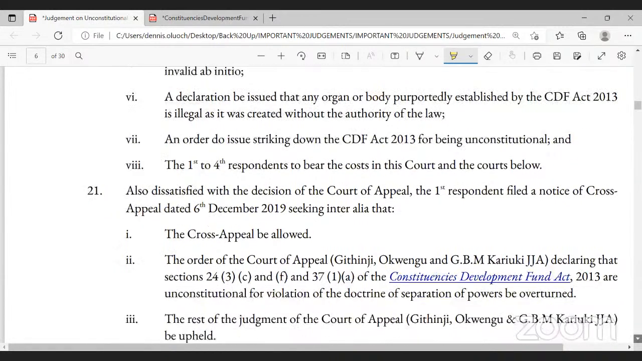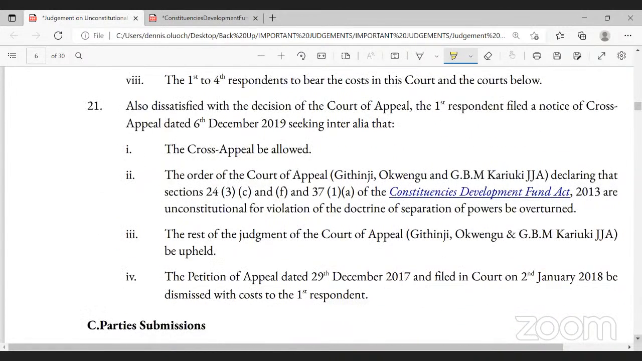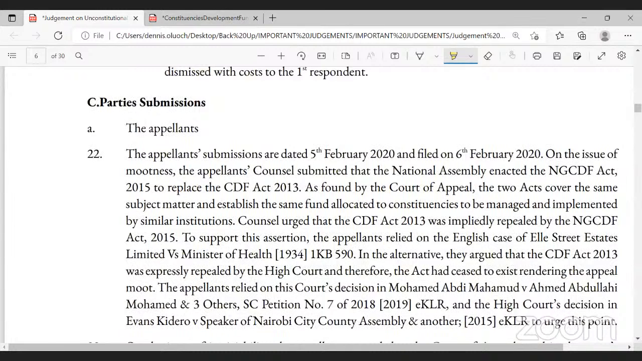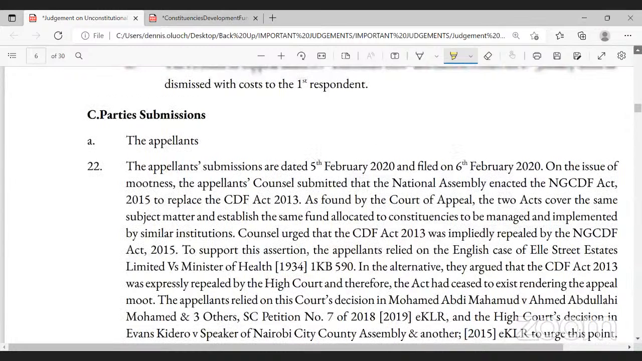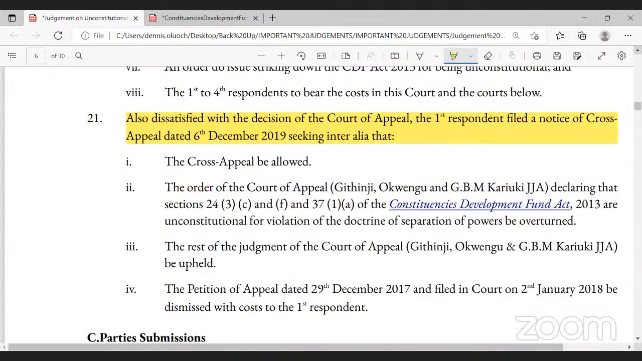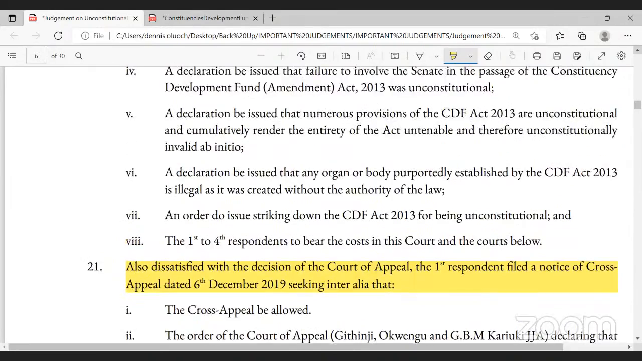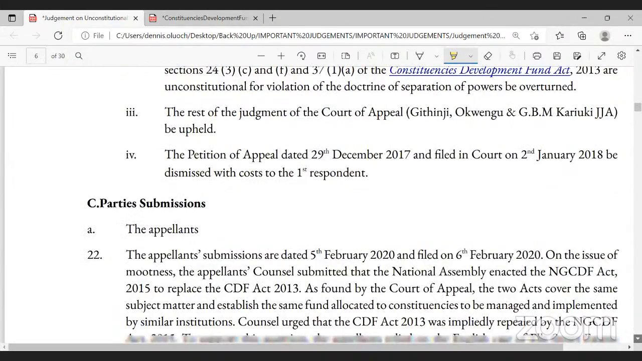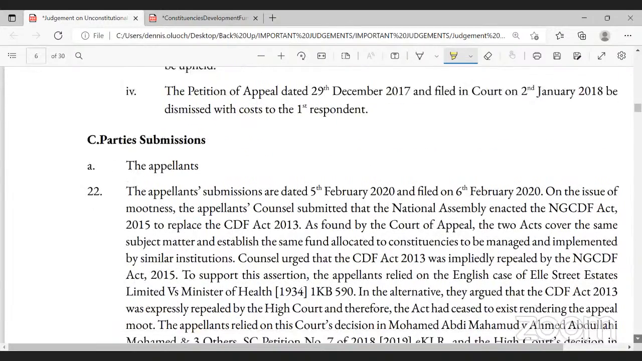Then we find that, dissatisfied with the decision of the Court of Appeal, the first respondent filed a notice of cross appeal dated 6 December, seeking inter alia other issues there, you can see. Then now the party submissions. So from here, you'll be able to see that the parties will now make their submissions in court.